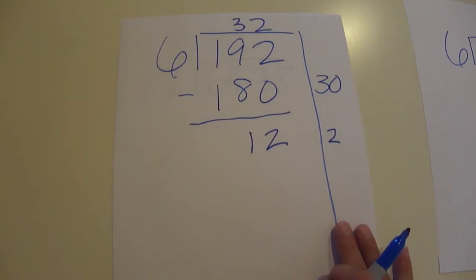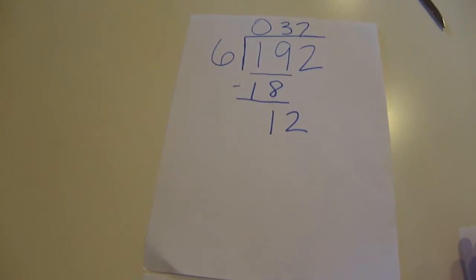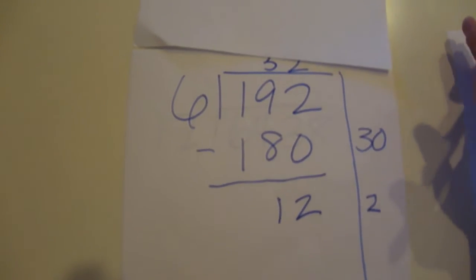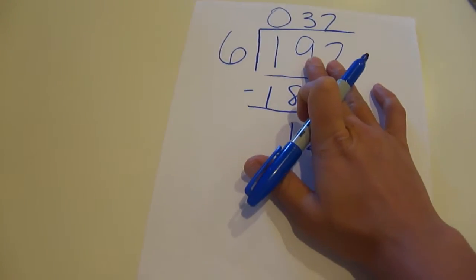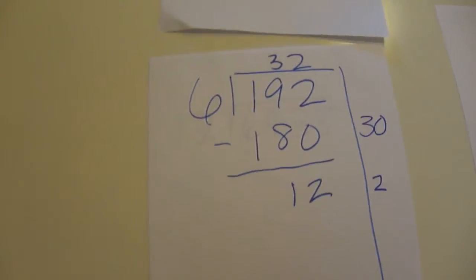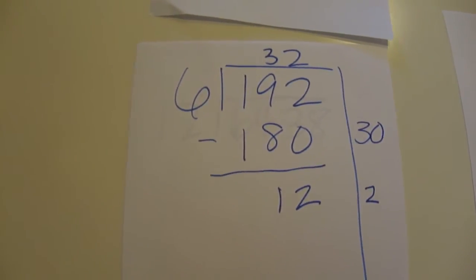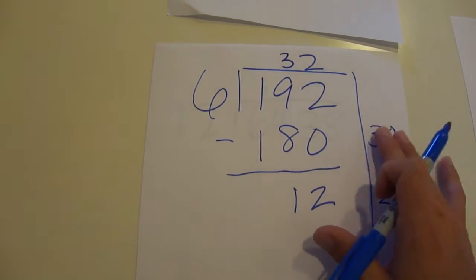But as kids get more and more efficient at the strategy, their work will actually look very similar to the traditional algorithm. One major difference is that we're taking out the chunk of 180 from 192 as opposed to taking 18 from 19. We're talking about the whole number here, so kids really get a concept of what division is and what they're actually doing when they get the answer 32.